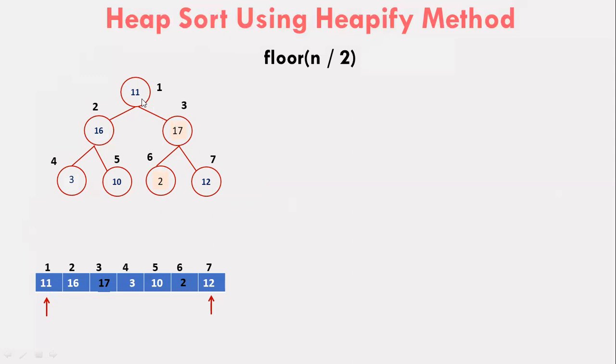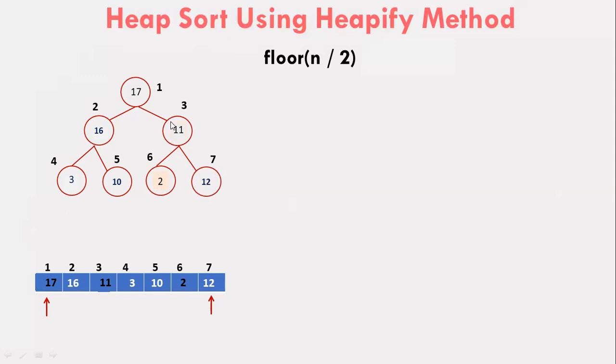So we swap 11 and 17. So my 17 will come here and 11 will go here. So 17 came to index 1 and 11 came to index 3. That's not the end. Again, we have to compare 11, which is at index 3, with its child nodes. So 3 twos are 6, 6 is the left child, 3 twos are 6 plus 1, 7 is the right child. So out of 2 and 12, 12 is greater.